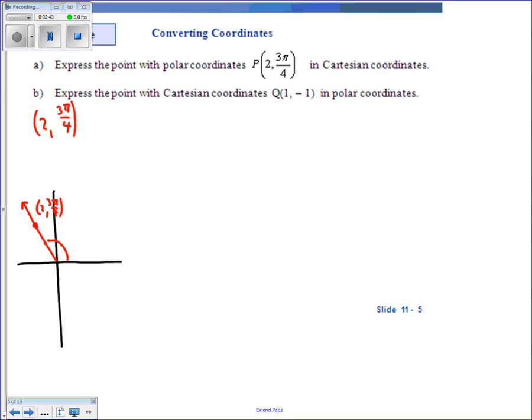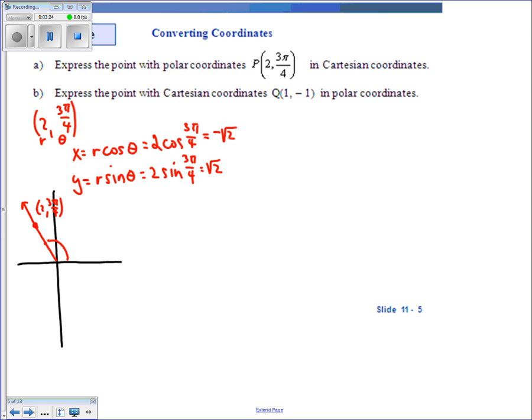Okay, so now I'm looking for the x and the y. I know that x is equal to r cosine of theta, and the y is equal to r sine of theta. So just plug in r equal 2 and theta equal 3 pi over 4. So I'm going to have 2 times cosine of 3 pi over 4, and then 2 times sine of 3 pi over 4. Well, cosine of 3 pi over 4 is going to be negative, the same thing as cosine of pi over 4, so that's going to be negative the square root of 2 over 2, so this is just going to be negative the square root of 2. Sine of 3 pi over 4 is the same thing as sine of pi over 4, and that's square root of 2 over 2, so this is just going to be the square root of 2.